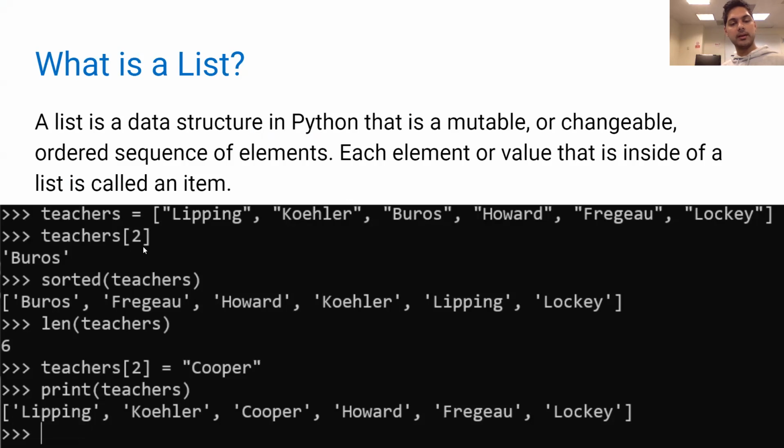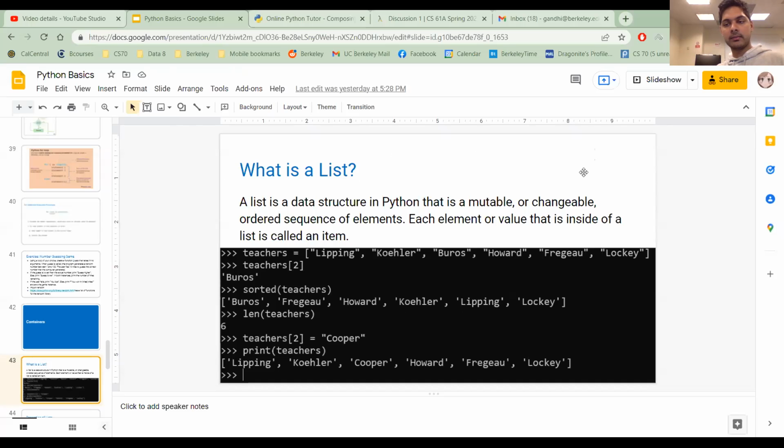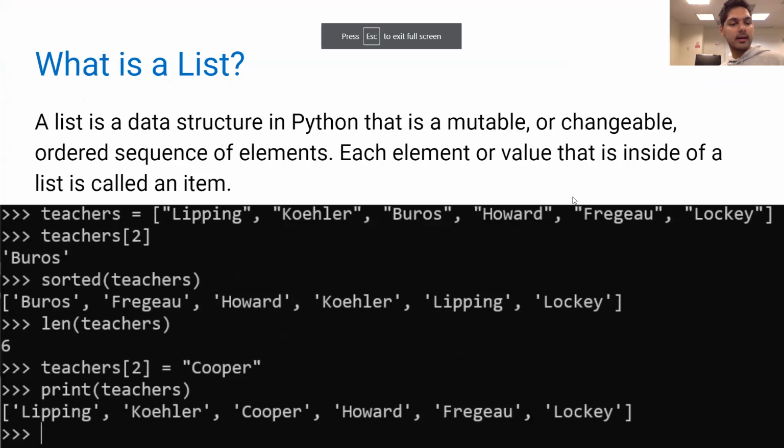I guess I can do this live. Or actually, I can't. I don't remember how to spell these teachers' names, so I'm not going to be able to do it on the spot. But the way we can access an element inside our list is to use square brackets with the integer, which is the index of the element that we want to access and return.